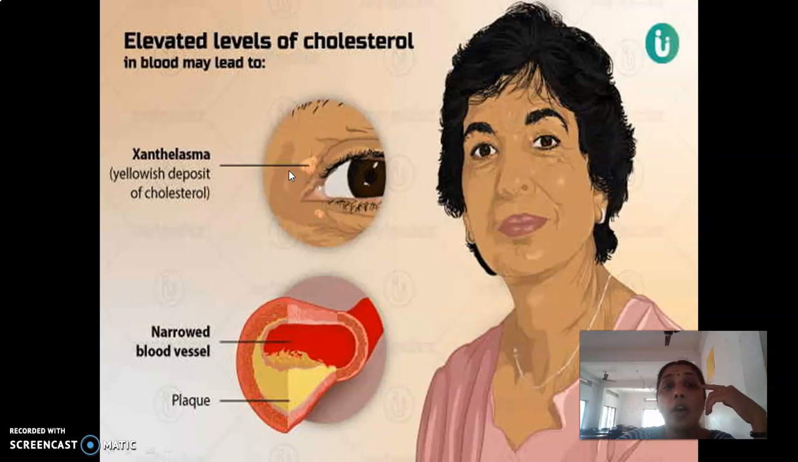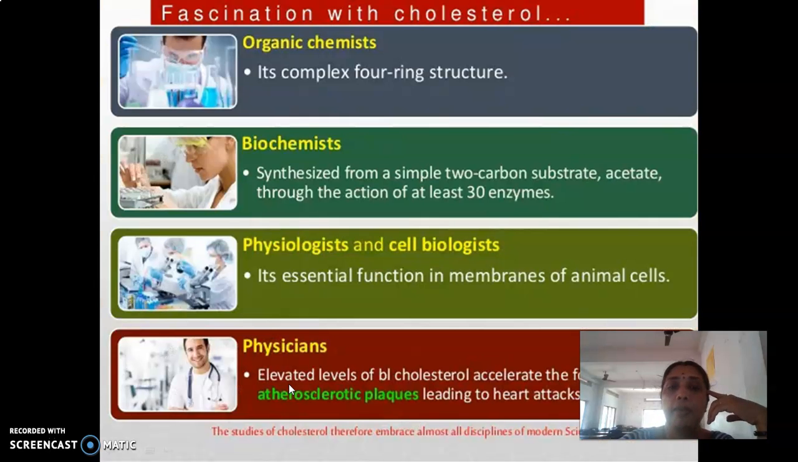Okay, so again, when the value of cholesterol is elevated, you can see the deposition of cholesterol around the eyes, and it is known as xanthelasma, right? That is the yellow deposition of cholesterol around the eyes, etc. Then this is known as plaque. The deposition of cholesterol in the blood vessels is known as plaque.